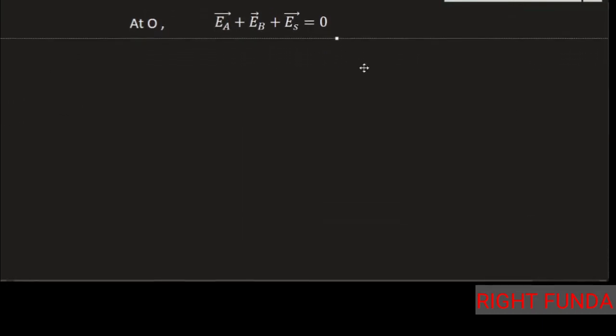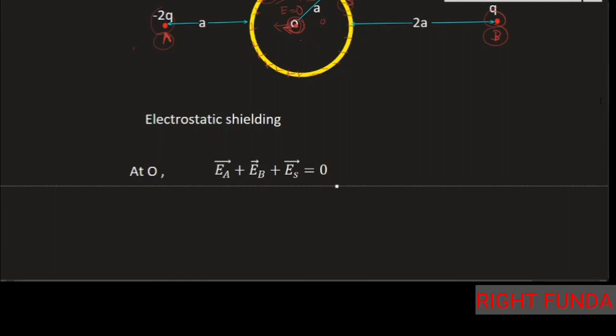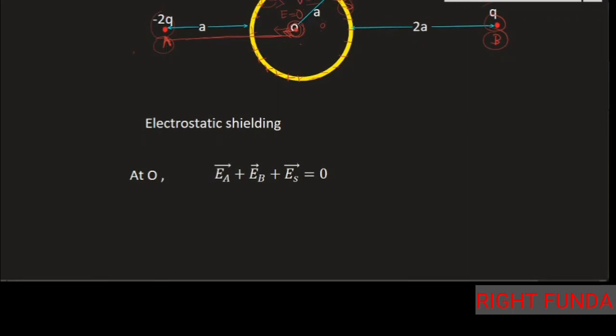But what is EA there? EA is K times minus 2Q divided by the distance squared. What is this distance? A from the surface is given, so from this you go 2A distance. So EA is K minus 2Q by 2A whole square. For B, this is KQ by 2A plus A, which is equal to 3A whole square. And the electric field due to S we don't know. How these charges have distributed, we don't know, so their field is an unknown quantity.